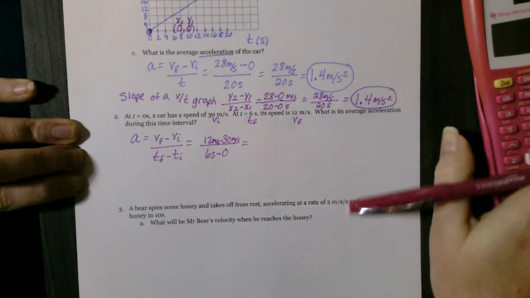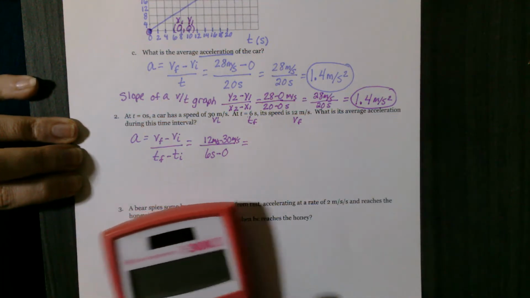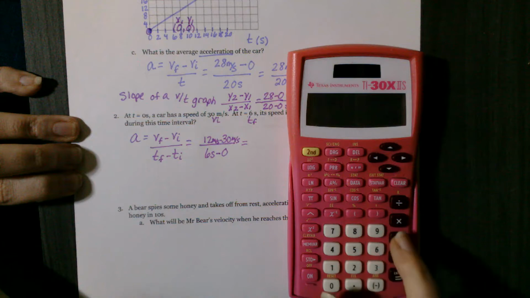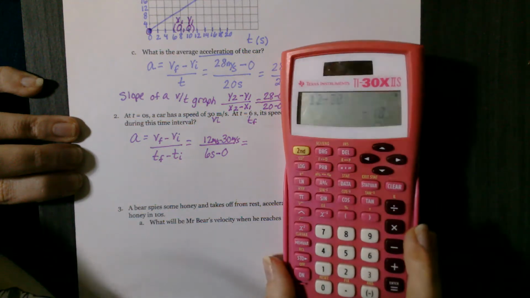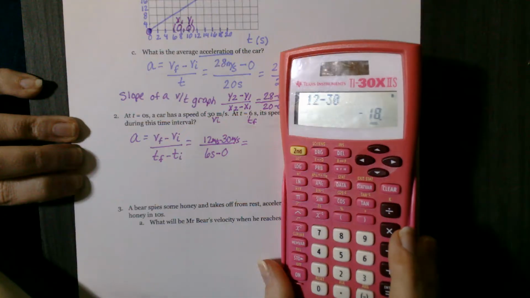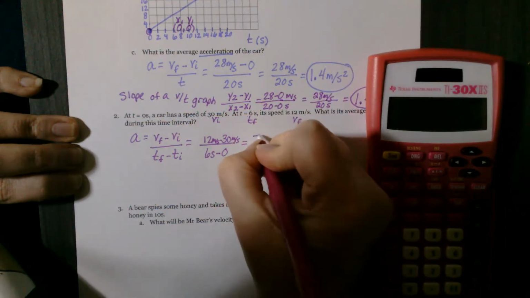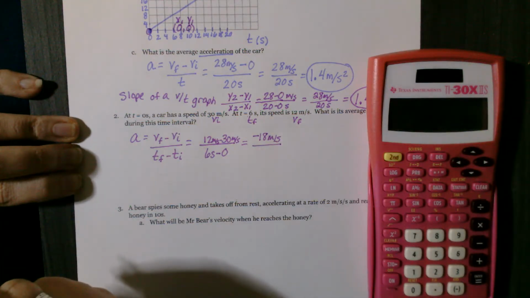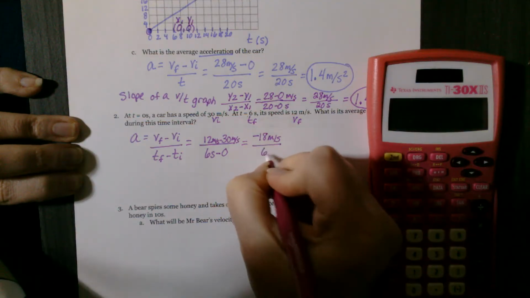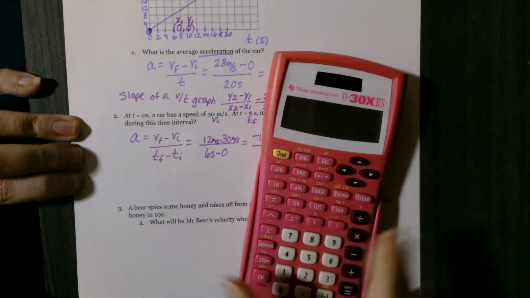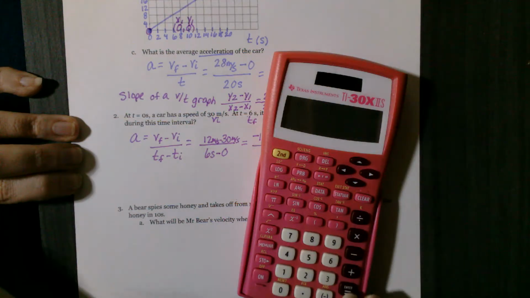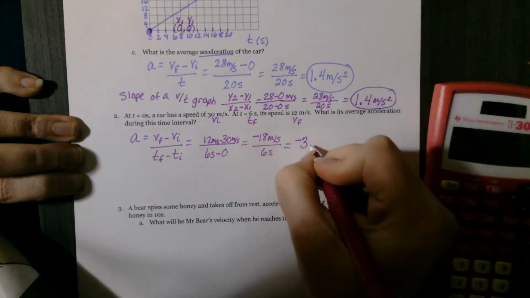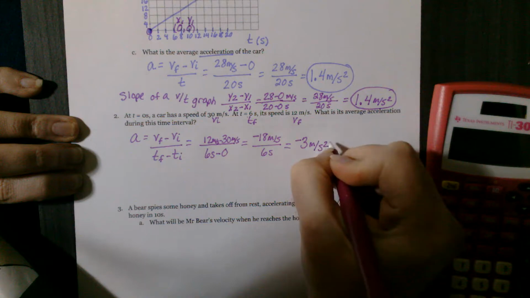Now we need to find out our average acceleration. I would pause the video and see if you can come up with your solution. 12 minus 30, I'm going to get negative 18. And why is it negative? Because it is slowing down over 6 seconds. So negative 18 divided by 6 is negative 3 meters per second squared.